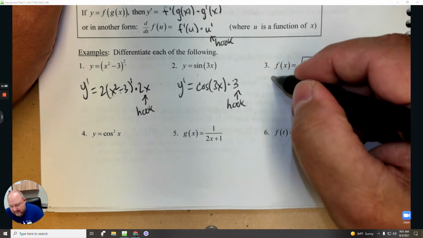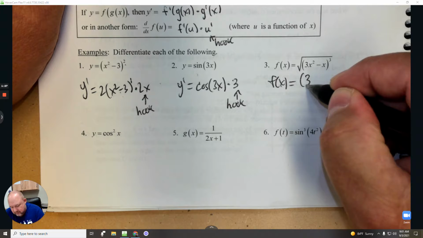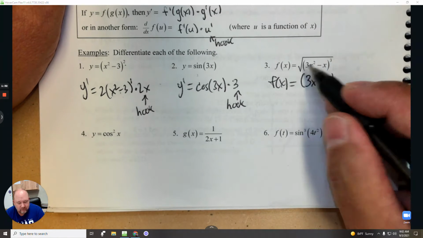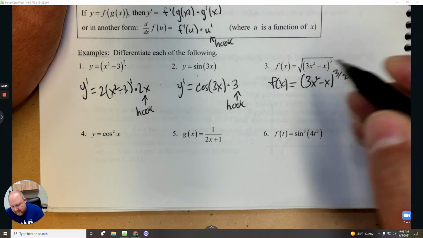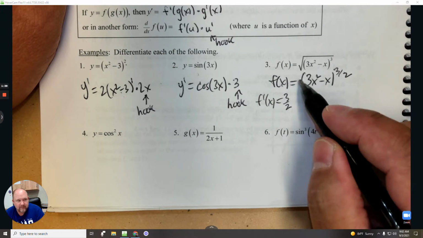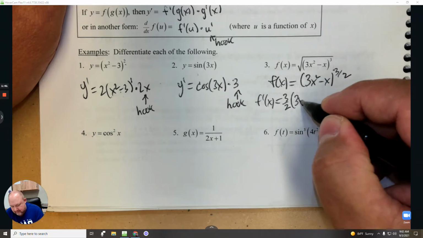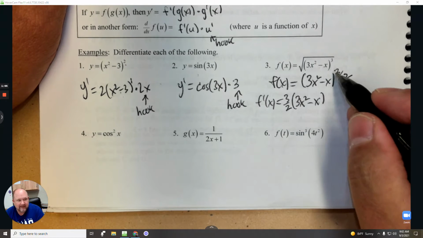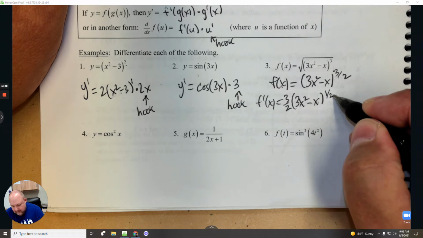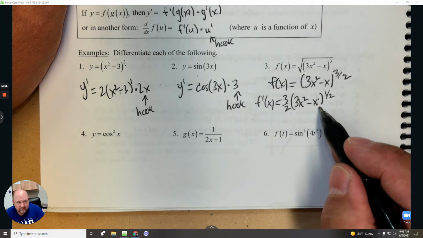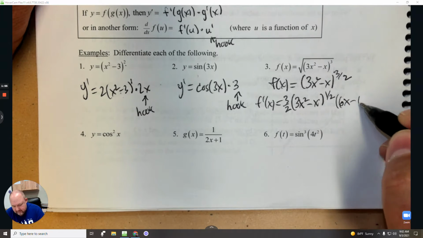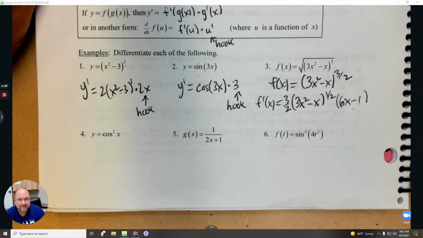Here, we need to write it calculus friendly. So that's 3x squared subtract x, all to the 3 over 2. Then, when I take the derivative, 3 over 2 times 1 in front. Write the base, don't mess with it. Subtract 1. So 3 take away 2 is 1, and use the same denominator. And then the derivative of what's inside the parentheses, that's called the hook. So that's 6x minus 1. And again, that's called the hook.